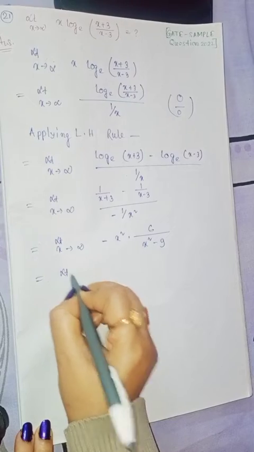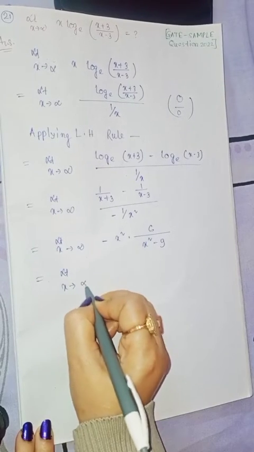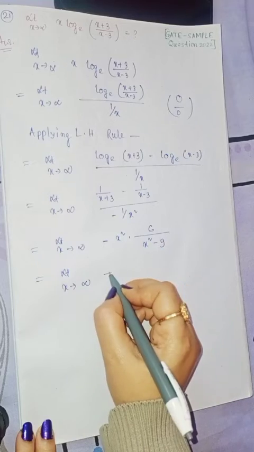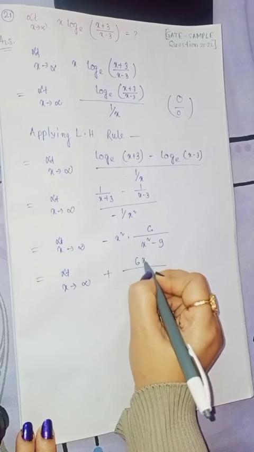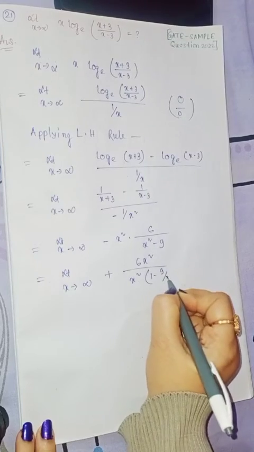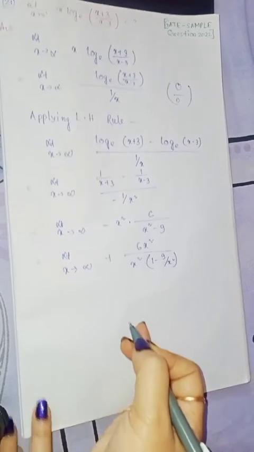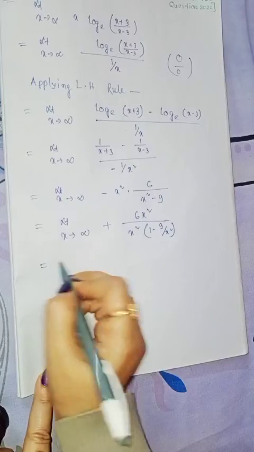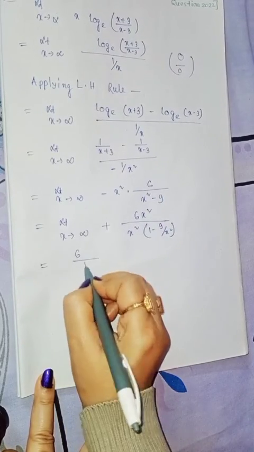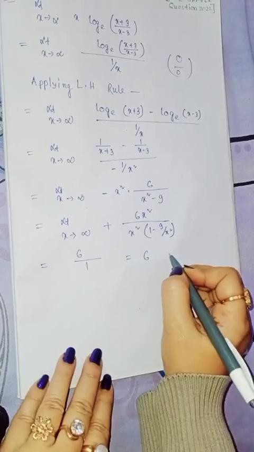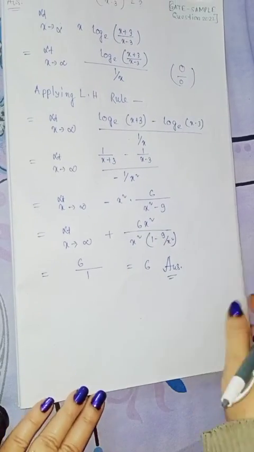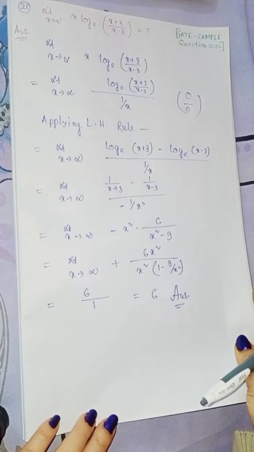So limit x tends to infinity, the minus is cancelled and makes it plus, and it is 6x square by x square times (1 minus 9 by x square). Just writing for our calculation. So here we get 6 by 1, that is equal to 6. So it is our required solution. So this is the whole solution of question 21.